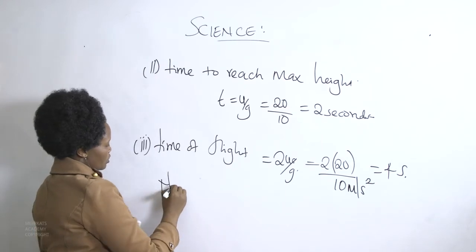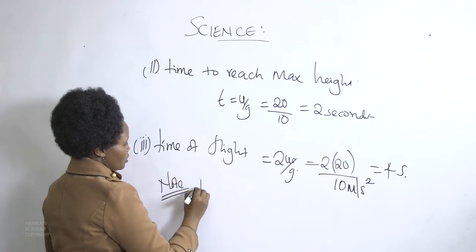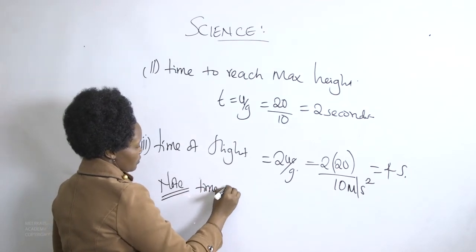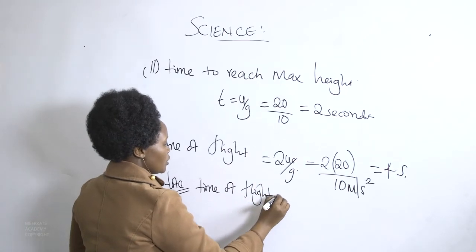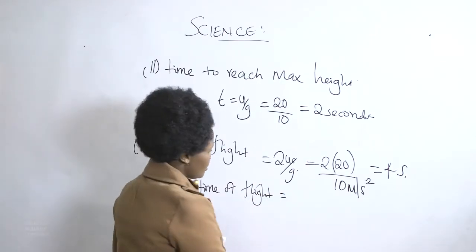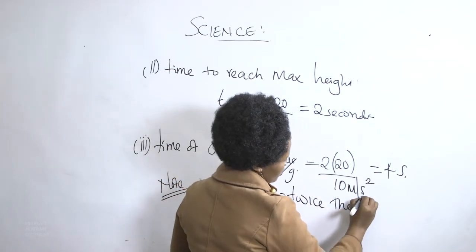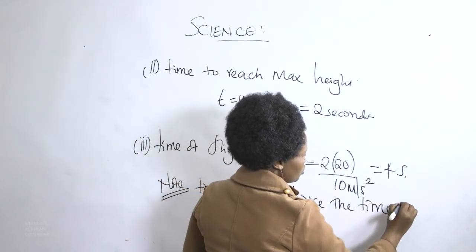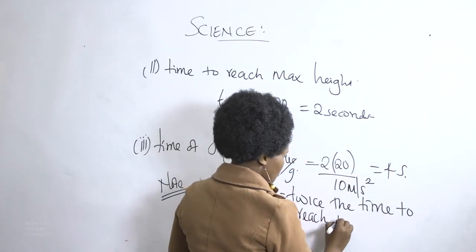Therefore, we can note that time of flight is equal to twice the time to reach maximum height.